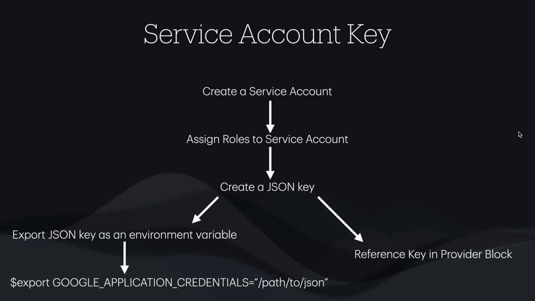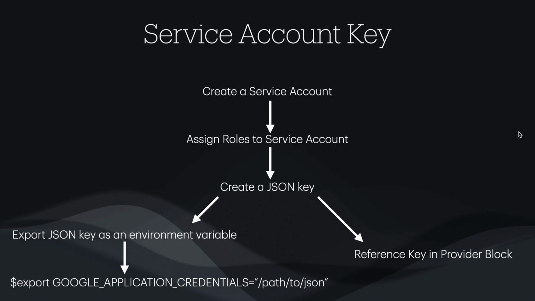The second method is using a service account key. So first you create a service account, then you assign roles to the created service account. Roles are nothing but permissions that you grant to the service account, for example, the ability to provision a virtual machine or destroy a GCS, a Google Cloud Storage bucket, etc. Then you create a JSON key for the service account.